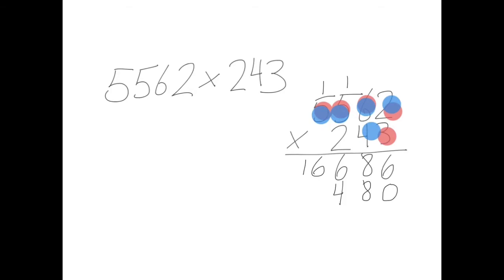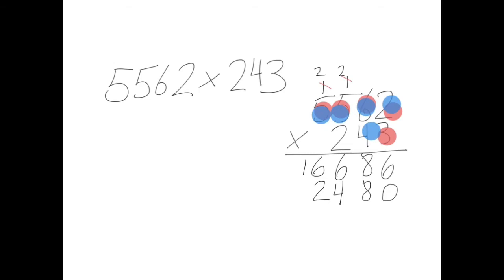I forgot one of my important steps. Cross out old placeholders. So again, I'm going to go back. 4 times 6 is 24. There's my 4. Carry my 2. 4 times 5 is 20. Plus 2 is 22.